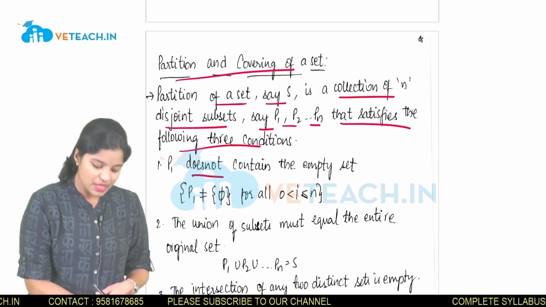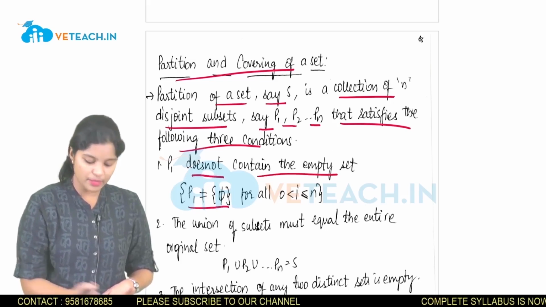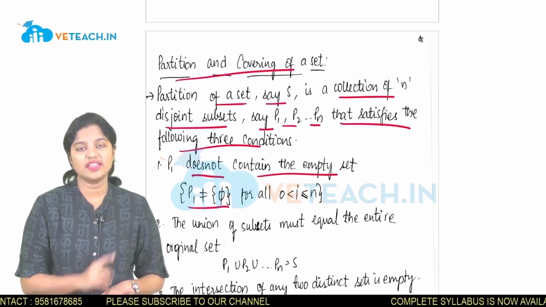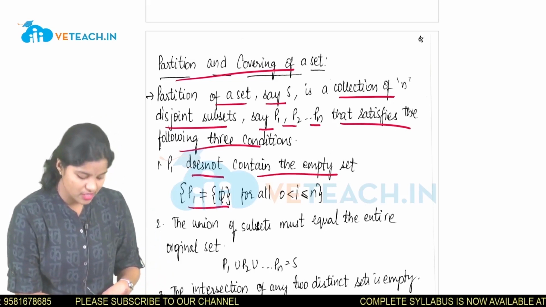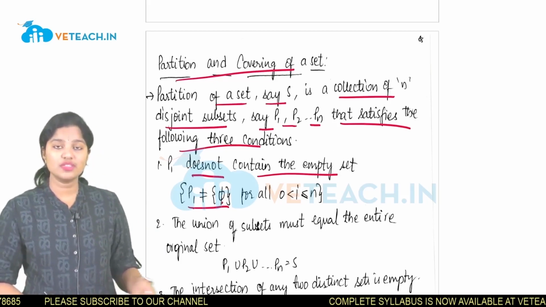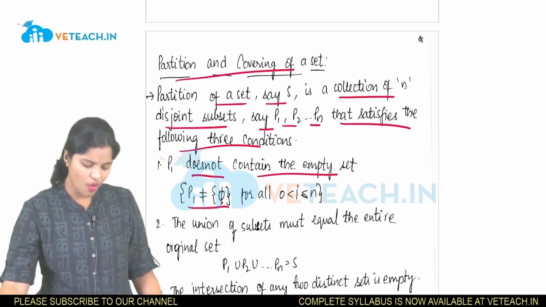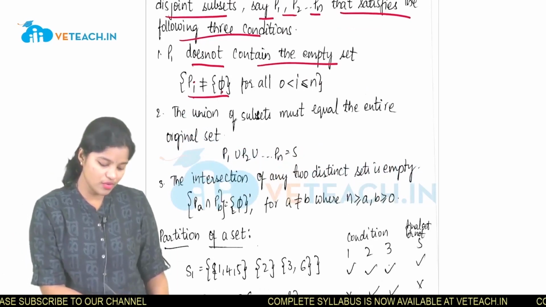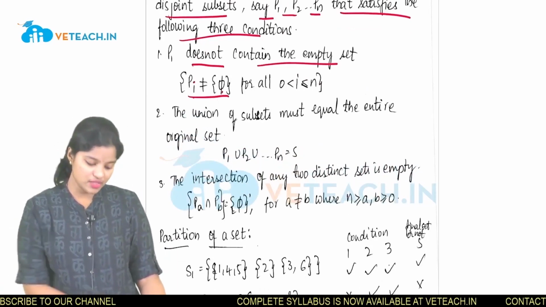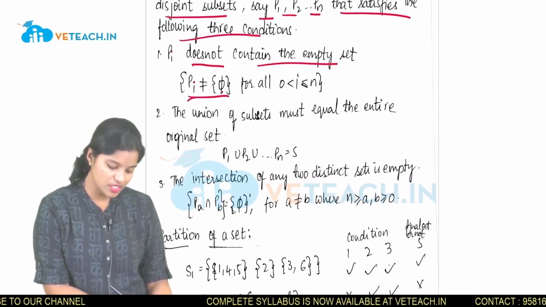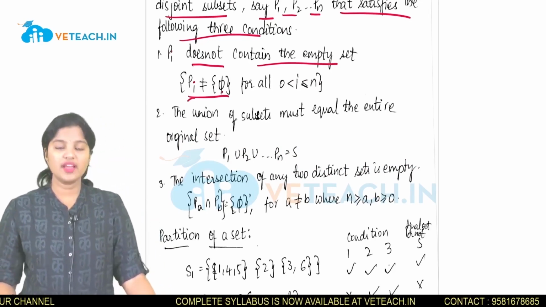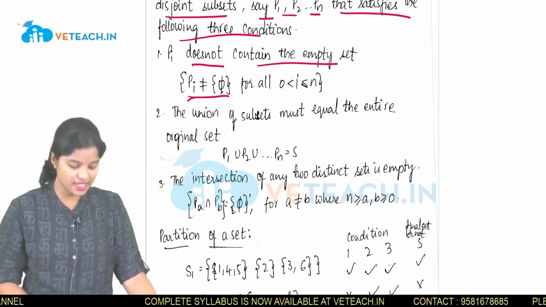First one: P1 does not contain any empty set. So P1 should not be the empty set. P1 does not equal the empty set, for all i from 1 to n. So this is Pi, not just P1. Pi should not be equal to the empty set.